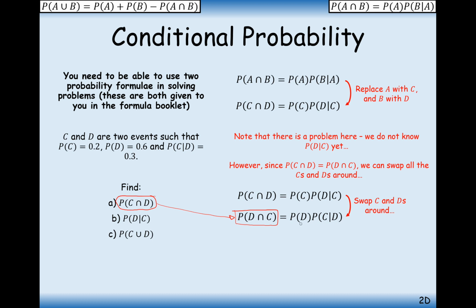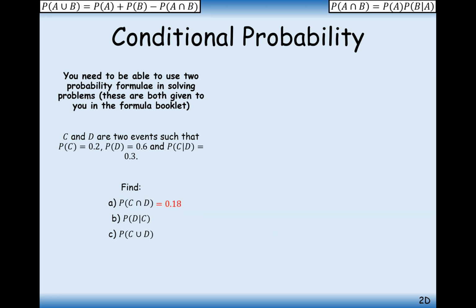So let's answer this question then. We know the probability of D, we know the probability of C given that D is true, so let's multiply these two values together and we get 0.18. So that is the probability of D and C happening, which is the same as the probability of C and D happening. We're just phrasing it the other way around.